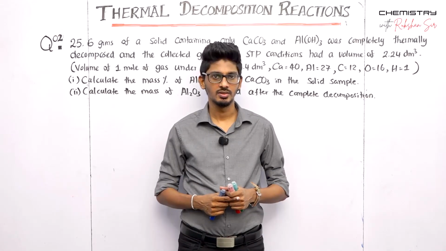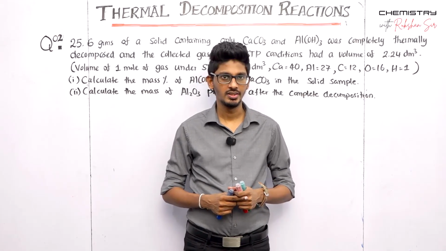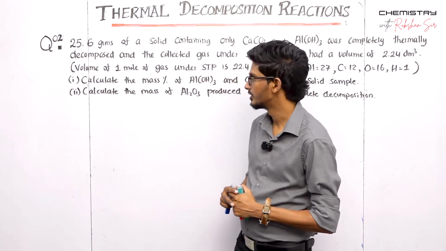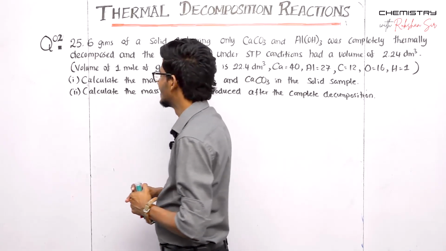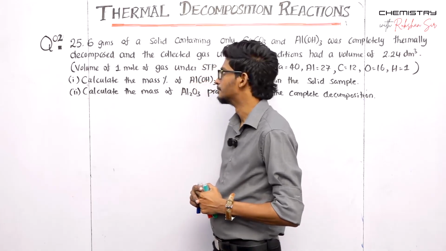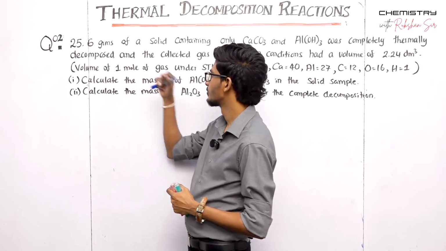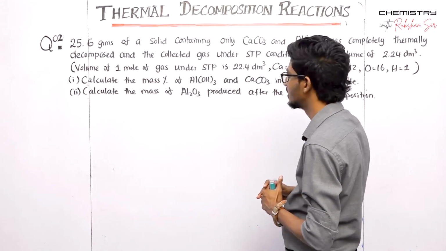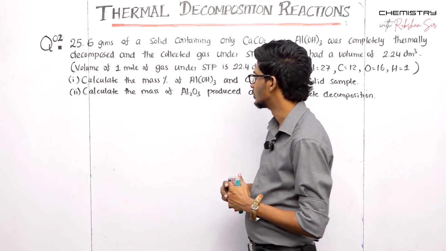Let's discuss question number 2. You see the question appearing here. Let's try to solve this one. Here what they are saying is that 25.6 grams of solid containing only calcium carbonate and aluminum hydroxide was completely thermally decomposed, and you got this data.